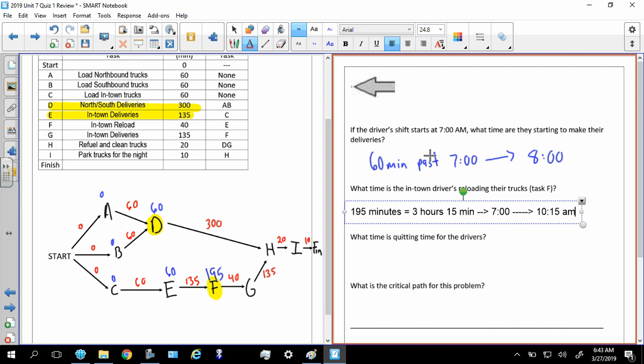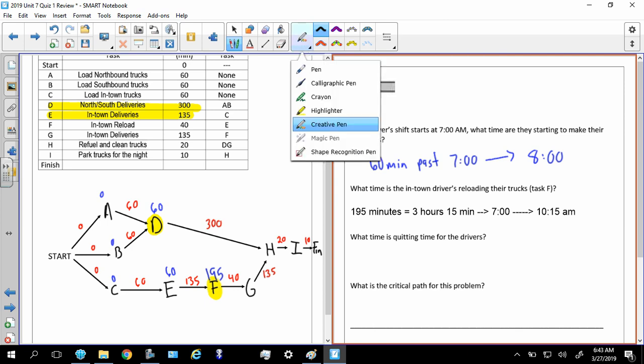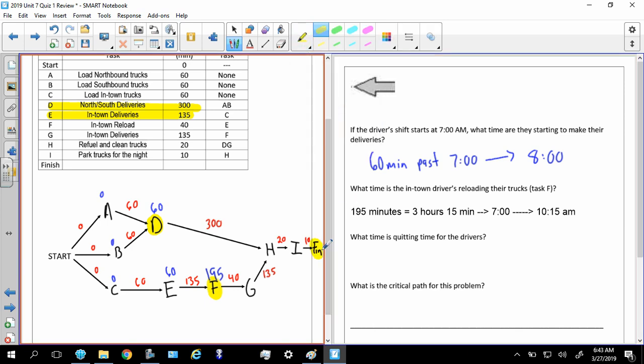What time is quitting time for the drivers? Quitting time would be the finish, which is right here. So we've got to find the minimum project time. Let's work through it here. So 195, 60, that's 195, 40, I believe that's 135 for G. And so 135 D, I believe H is going to be 360. I is going to be 380. Fin is going to be 390.